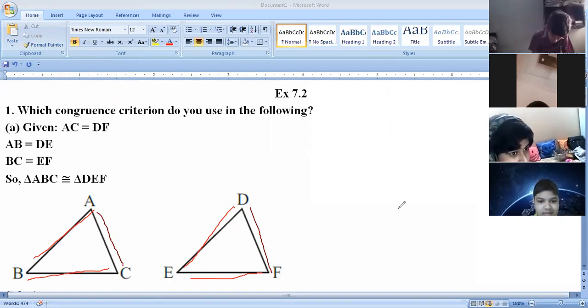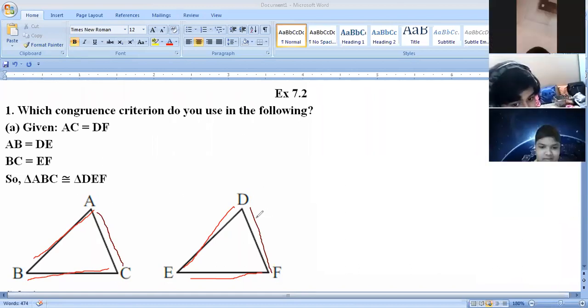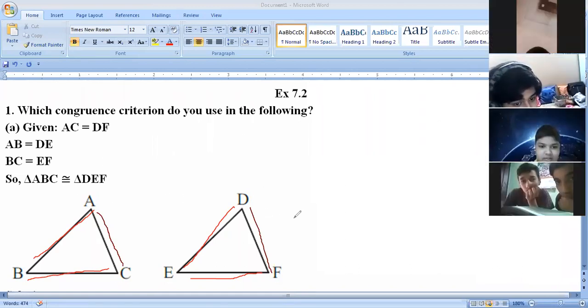So which criteria are you going to use here? Side. Absolutely right. So the SSS congruence criteria you are going to use in this question. Clear? Am I clear with question number 1A part? So all the sides of one triangle are equal to the sides of another triangle, so the SSS congruence criteria we are going to use here.